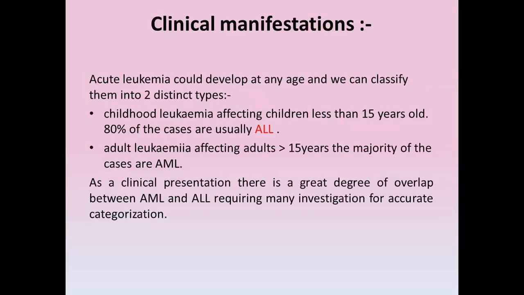Clinical manifestation, clinical features of a patient with acute leukemia. Acute leukemia can develop at any age, and we can classify them into two distinct types. We have childhood leukemia, which affects children less than 15 years old; 80% of these cases are usually acute lymphoblastic leukemia. Or adult leukemia, affecting adults more than 15 years old; the majority of the cases are acute myeloid leukemia.